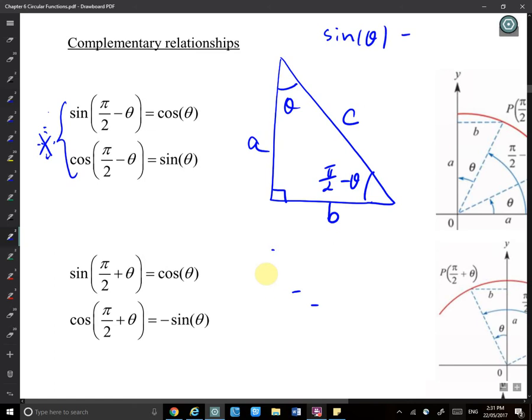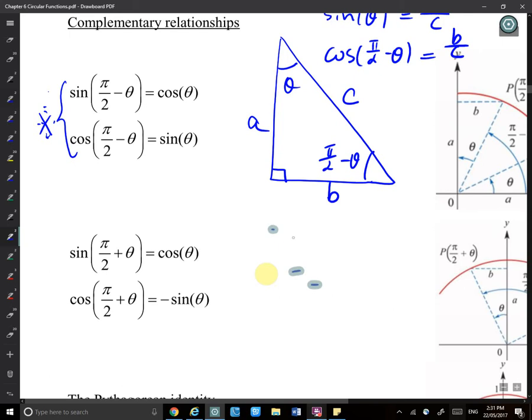Sine theta equals B over C. Cosine(pi over 2 minus theta) equals B over C. Therefore, sine theta equals cosine(pi over 2 minus theta). Okay, those two, just basically purely remember them.